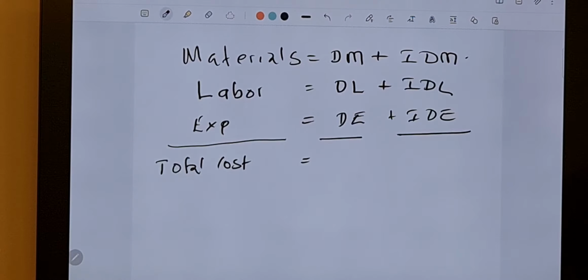What is total cost? Your total material cost, total labor cost and total expenses. The direct material, direct labor and direct expenses we call direct cost, plus the total of indirect material, indirect labor and indirect expenses, which we call indirect cost. Therefore, total cost is equal to your direct cost plus indirect cost.